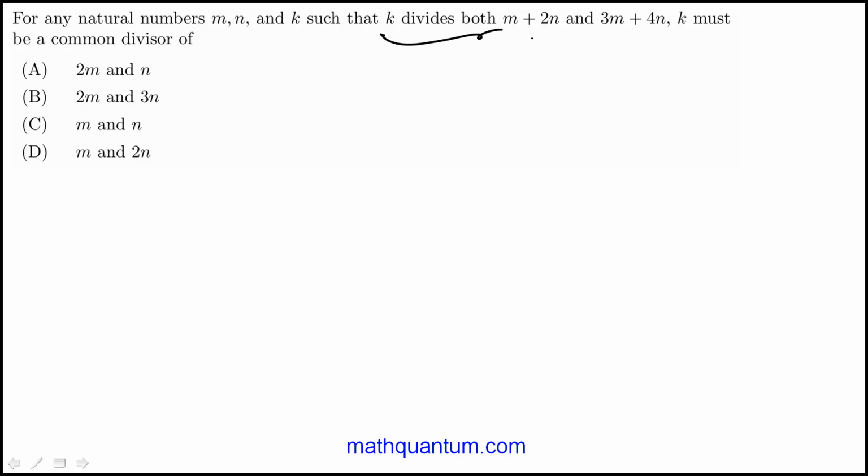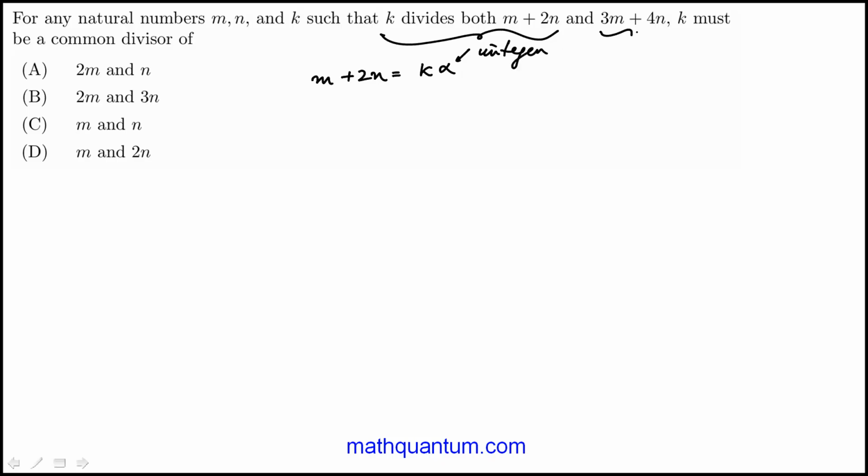So I'll translate this information algebraically. If k divides m plus 2n, it means k is some multiple of m plus 2n. So let's say it's k times alpha. Alpha is some other integer.